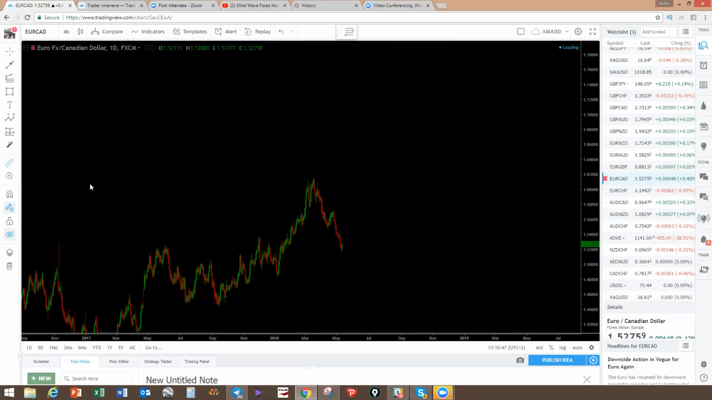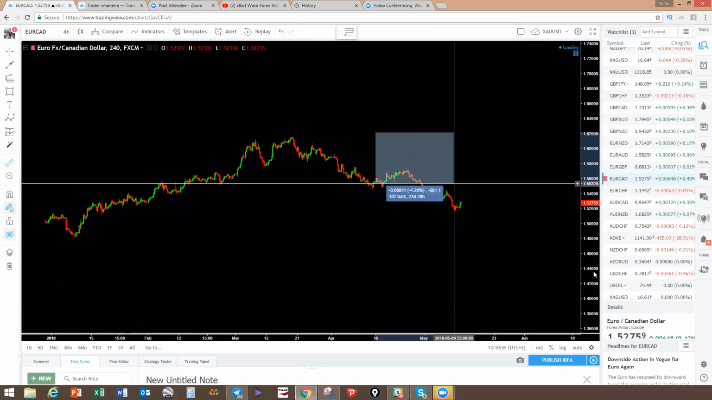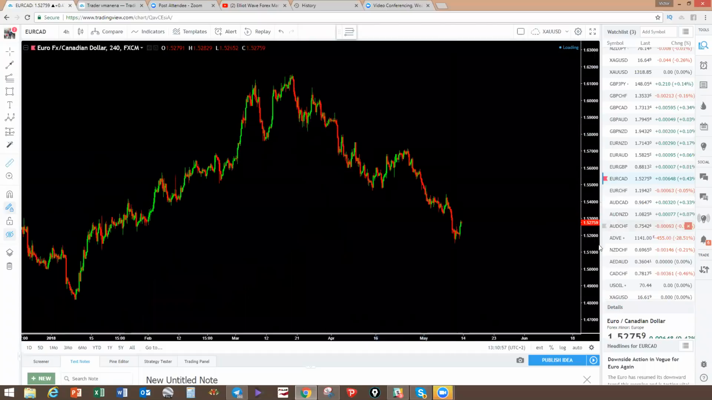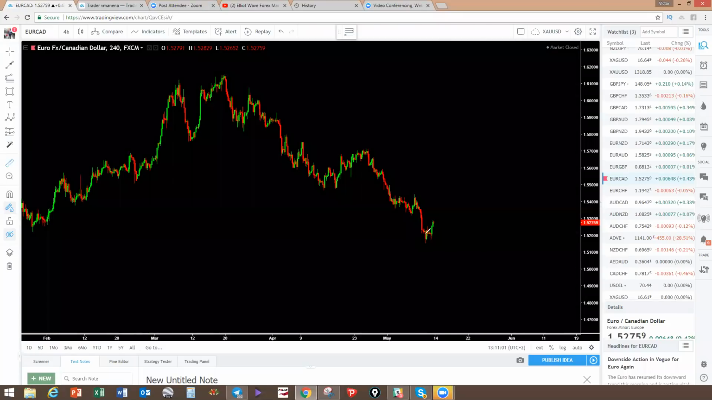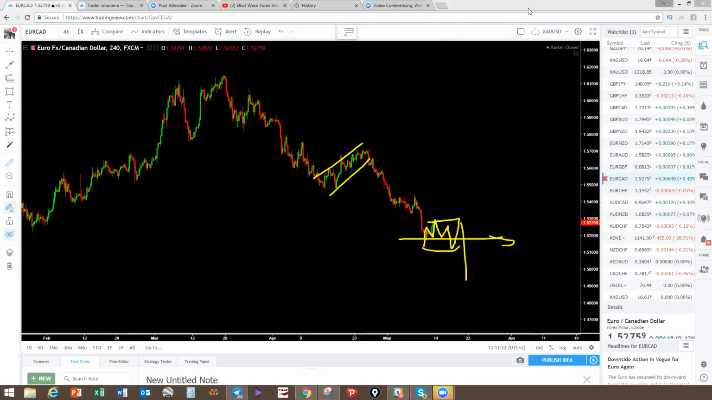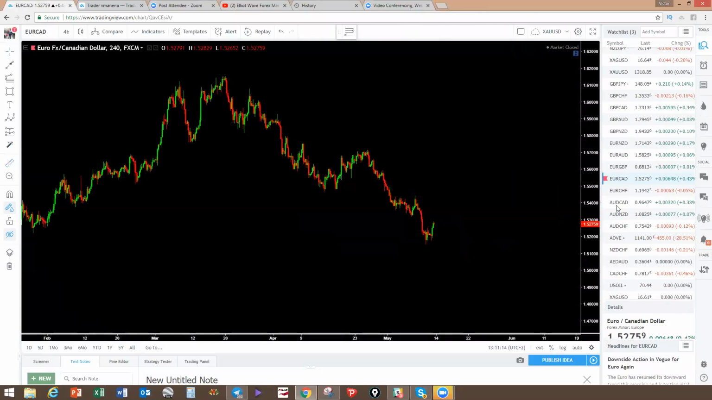Right, if I go to the lower degree, that was daily. Okay, so that's the 4-hour. That looks like a bounce. Could just be 1, 2, 3, 1, 2, 3, 1 for down. So you wait for structures like that, structures like this. Right, so that's EURCAD.